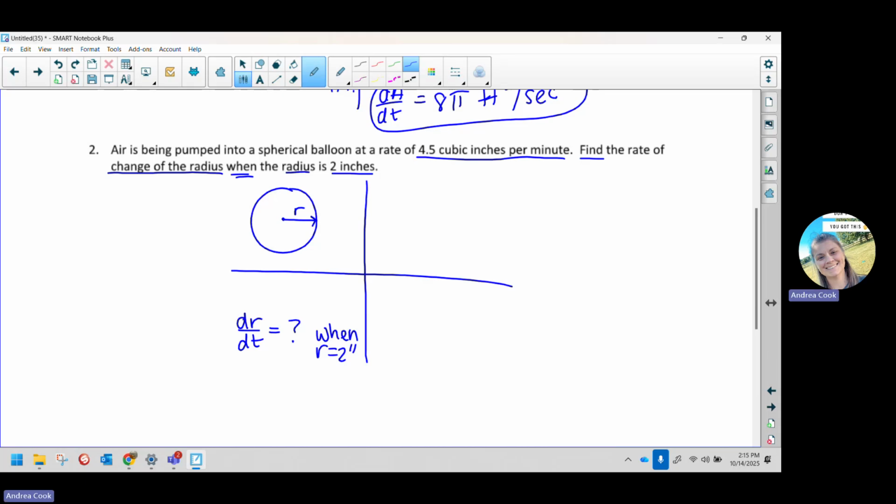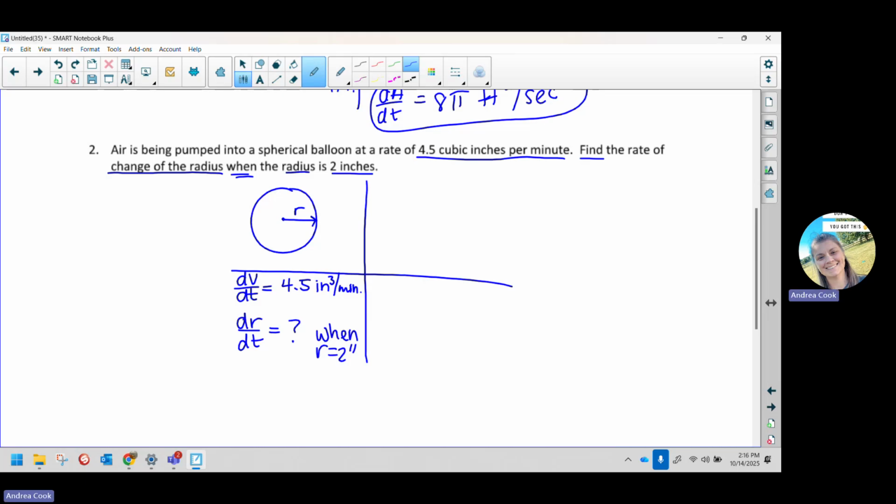Okay, so find the rate of change in radius when the radius is 2 inches. So I'm finding dr over dt when r is 2 inches, but I'm a little stuck. I don't know what that 4.5 is. It's the rate of change in volume. How did you know that it was the rate of change in volume? Because it's cubic inches. So dV over dt is equal to 4.5.